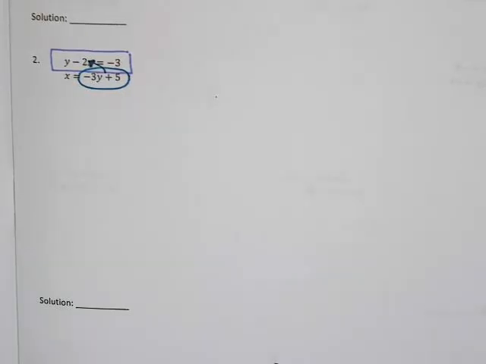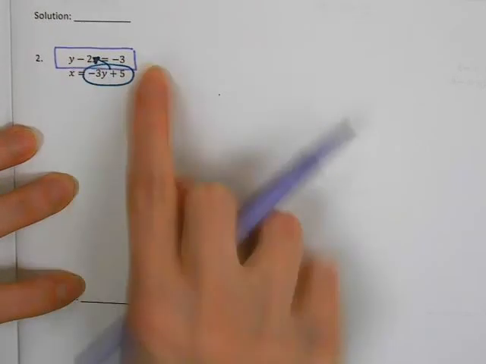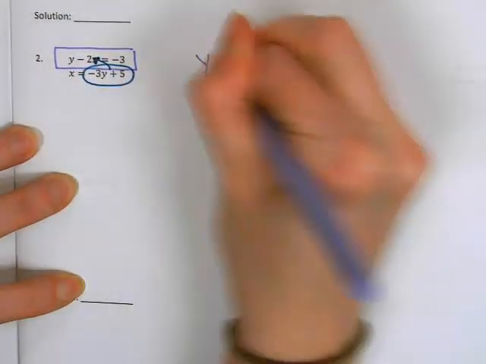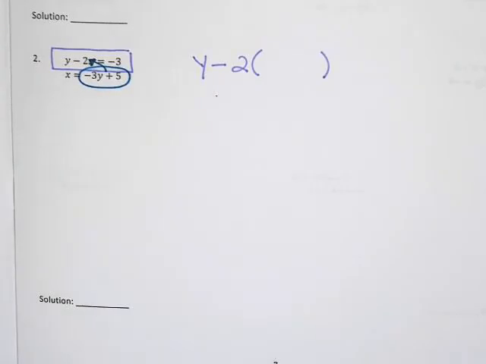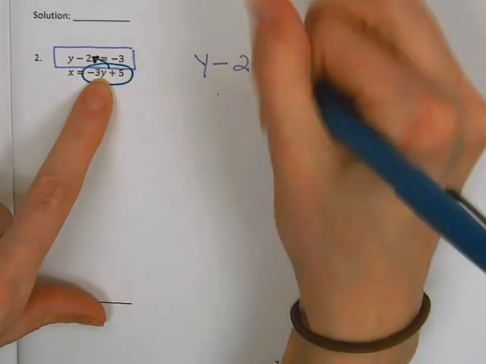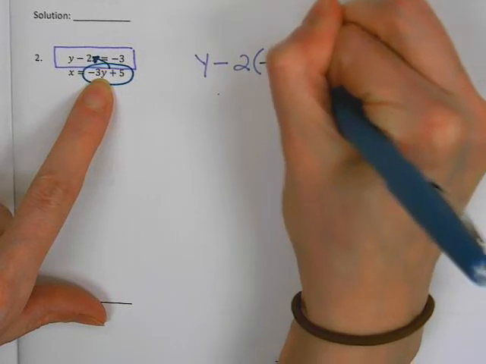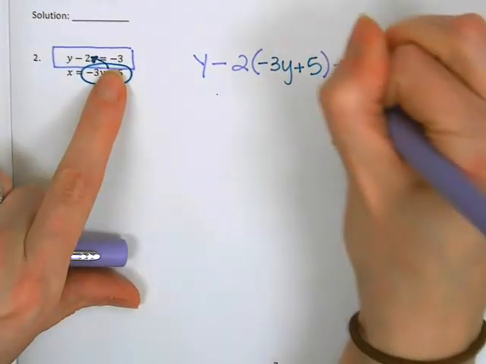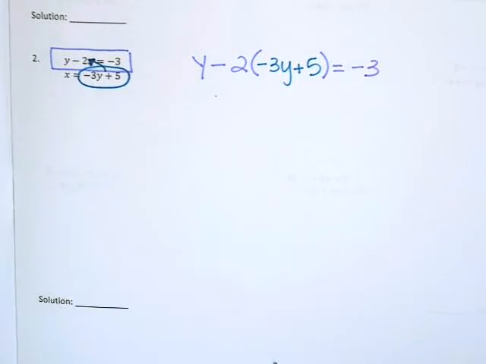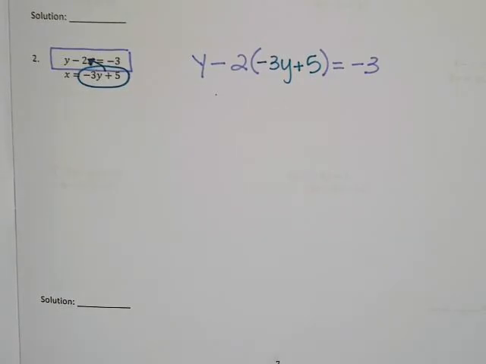All right, let's rewrite it. We're going to rewrite this equation. Y minus 2 times x, but we're not actually writing x. We're writing negative 3y plus 5. And then to finish it off, equals negative 3. That is the substitution.